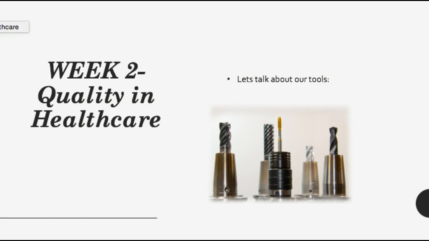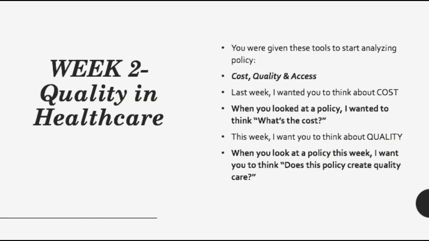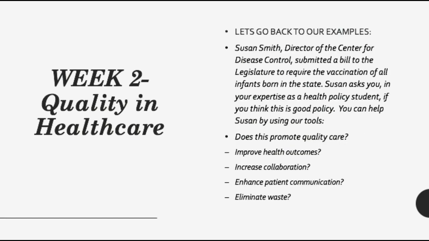So let's review our tools, and I'll give you some examples since quality in healthcare can be a little confusing. You were given the initial tools of cost, quality, and access. Last week I wanted you to think about cost. When you look at a policy last week, I wanted you to think, okay, what's the cost of this policy? This week, I want you to think about quality. And as simple as I can put it, when you look at a policy this week, I want you to think, does this policy create quality care? Naturally, you're going to say, okay, I'm not sure exactly what quality care is. So I'll give you a couple of examples.